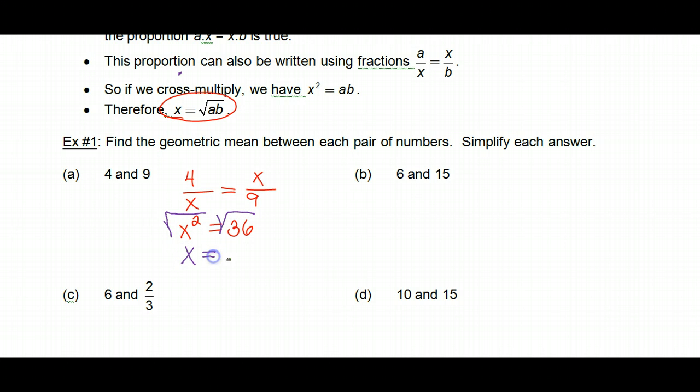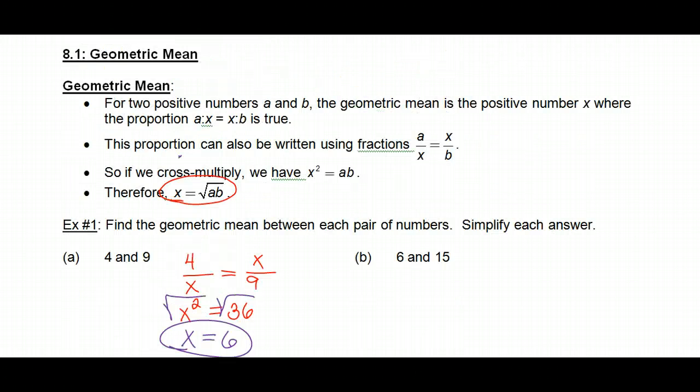Now, one of the things, when we usually take square roots, we would get positive or negative numbers, but one of the conditions on geometric mean is it has to be positive. Okay, so right here it says it's a positive number. So it's never going to be a negative value.